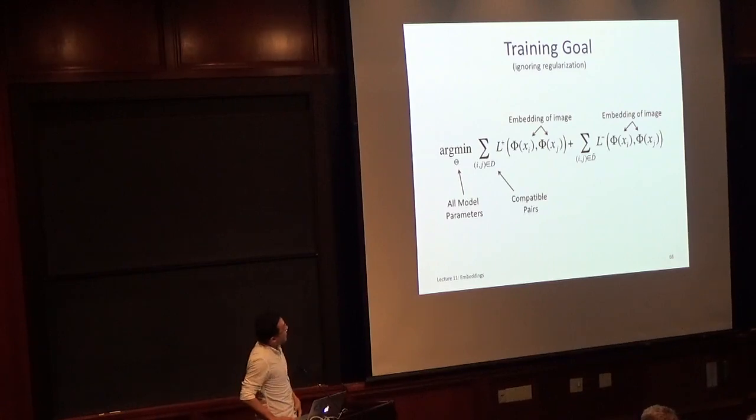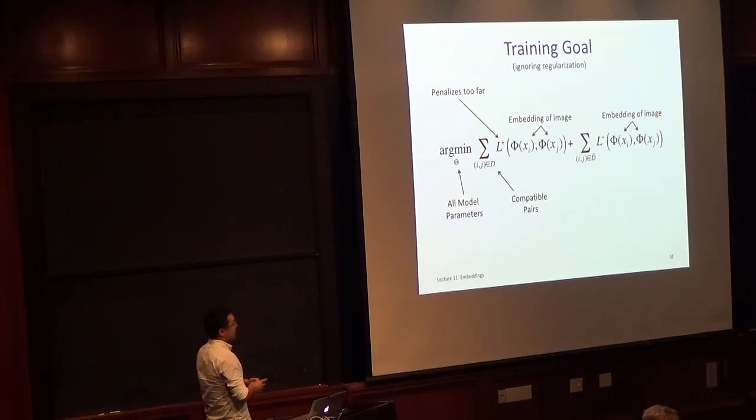D is the set of compatible pairs, and the first loss function says that if a pair of visually compatible items have embeddings that are too far apart, I incur a high loss. And I'll walk through the formula later.